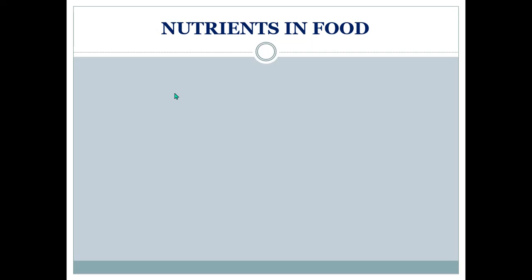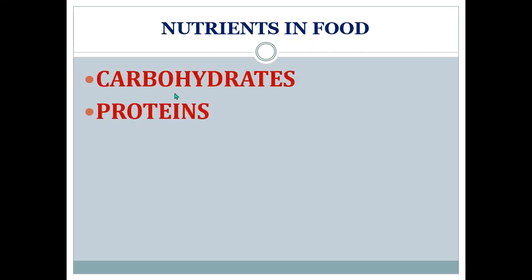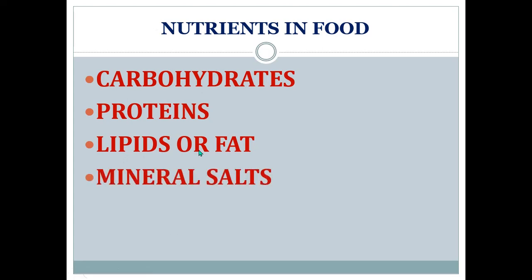Okay children, so there are mainly four different nutrients which are important to our body, which we must have in our food. So what are the nutrients in food, children? Let's see. Carbohydrates, proteins, lipids or fat, mineral salt, vitamins. These are the important nutrients which we must have in our food.